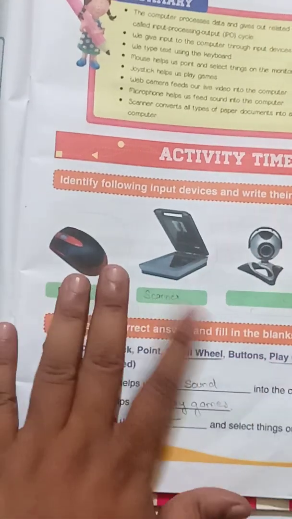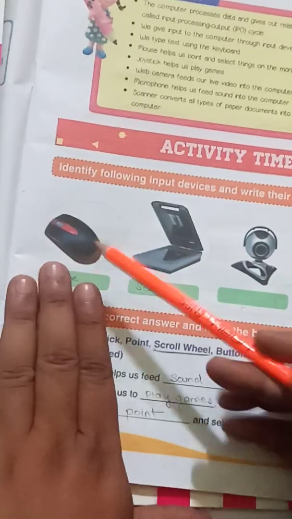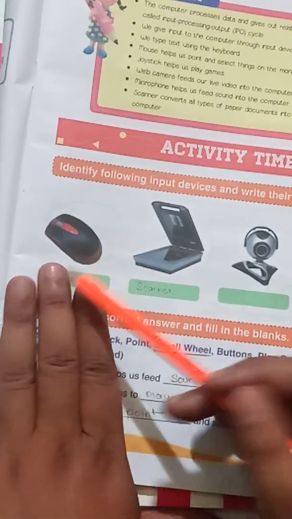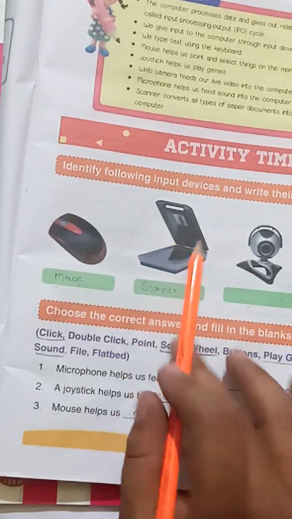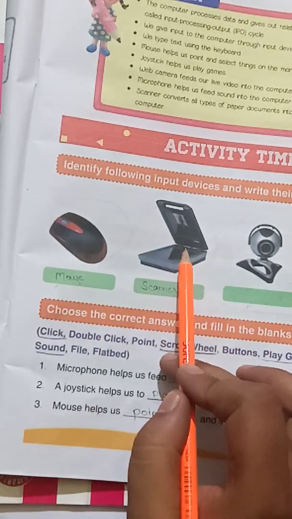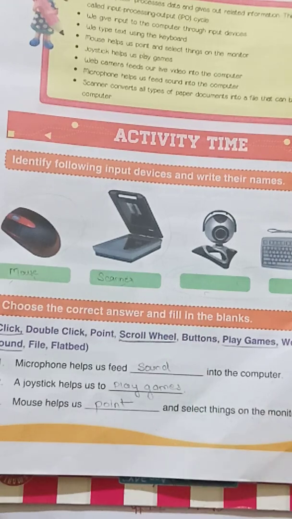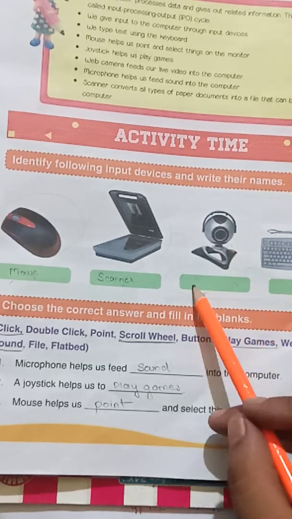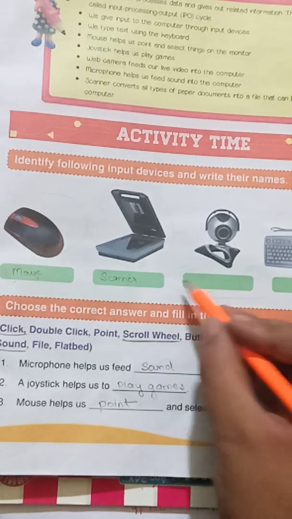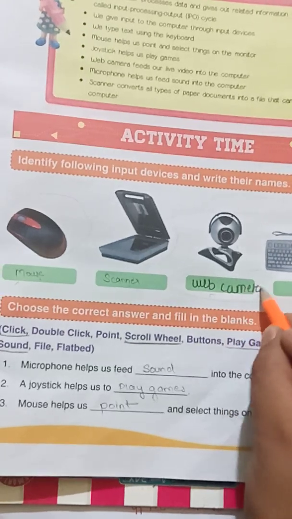So you all might be seeing all these pictures over here. Name this device. This is mouse. So you will write mouse over here. And this one is scanner. So you will write scanner below this picture. Clear? Name this device. This is web camera. You will write web camera over here. Clear?